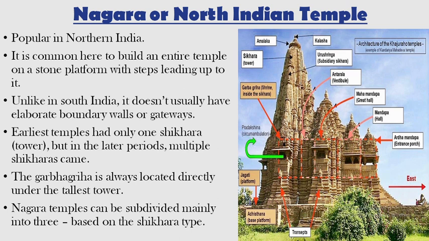So please remember, in the North Indian side, you have the Nagara style of temple architecture, very popular in North India. And here you have a stone platform, and the steps will be leading us to the temple entrance. And earlier temples used to have only one shikara. Later on, there was addition of different shikaras, and the Garbhagriha is always placed directly under the tallest shikara. So based on the shikara type, we have three main types of Nagara temple.